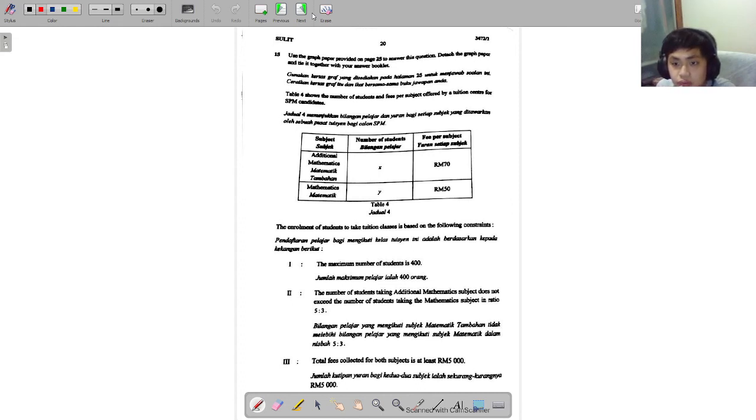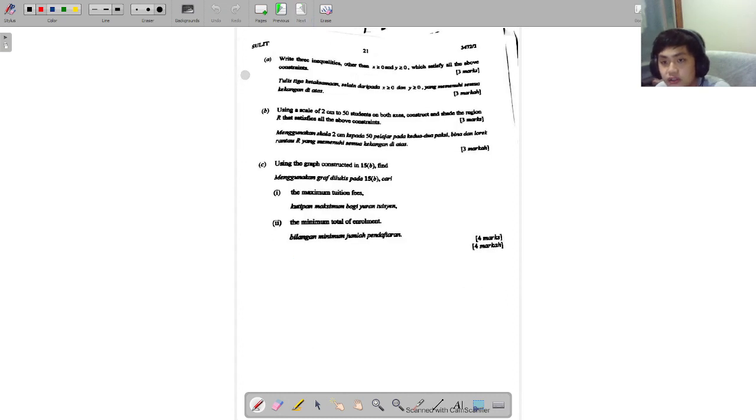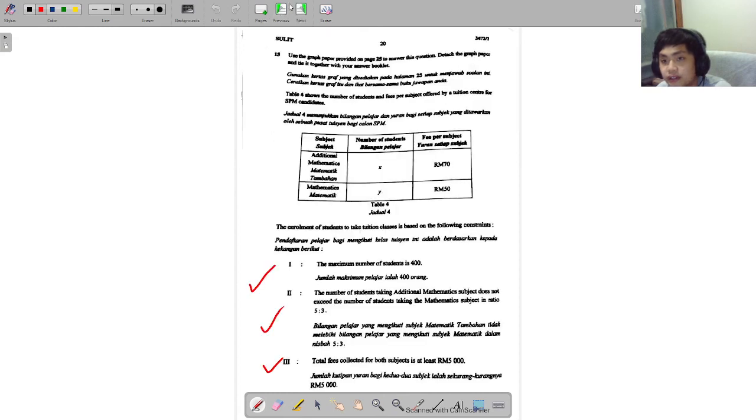So enrollment of students. This is a course, add math and mod math, the number of students x and y, and the fee per subject. We have three constraints. Maximum number of students is 400. The number of students taking add math does not exceed the number of students taking mod math in ratio 5:3. Total fees collected for both subjects is at least 5,000. The questions ask us to write the three inequalities which satisfy all the above constraints.